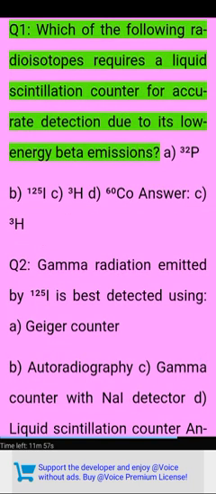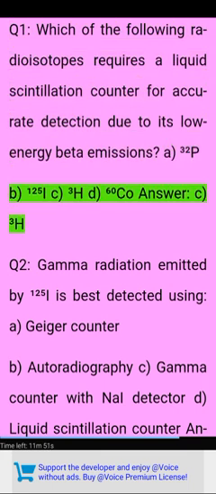Practice MCQs. Q1. Which of the following radioisotopes requires a liquid scintillation counter for accurate detection due to its low energy beta emissions? A. 32P. B. 125I. C. 3H. D. 46C. Answer: C, 3H.